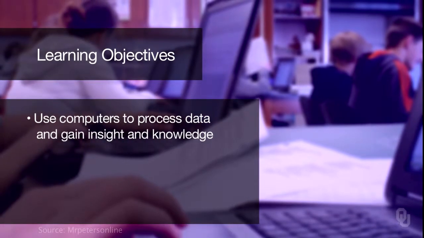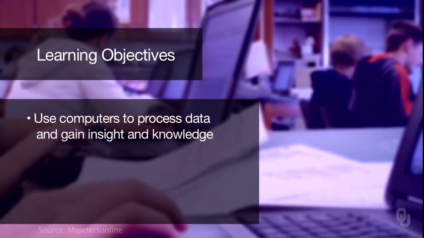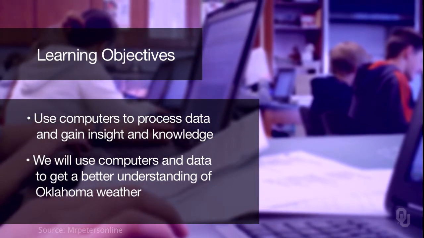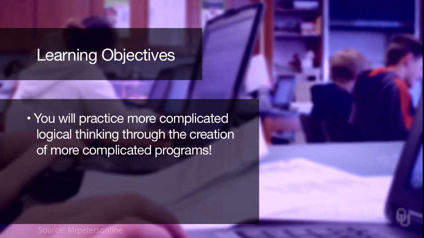So what are you going to learn about in this module? This has been a good introduction to data. I have a bunch of videos about data that I want you to look at that will show you a lot of different examples and applications of using data in different ways. The learning objectives for this module are to use computers to process information to gain insight and knowledge. The way you are going to do that is you're going to use the computer to improve your understanding of Oklahoma weather. You will also be practicing your more complicated logical thinking by making more complicated programs.